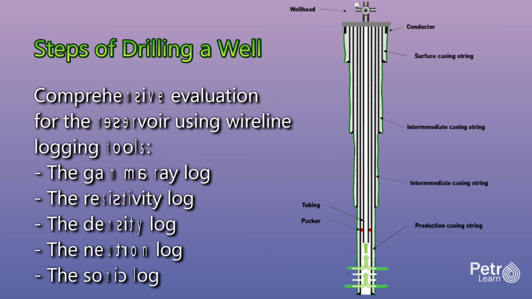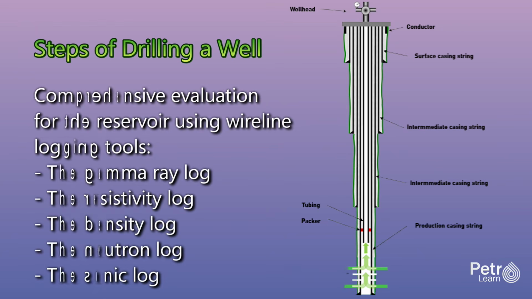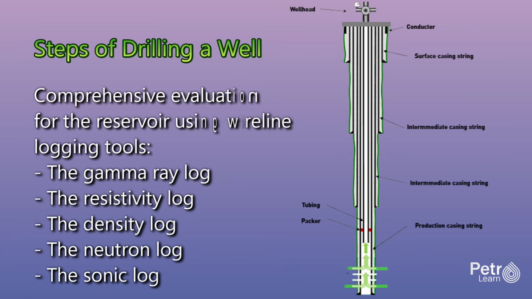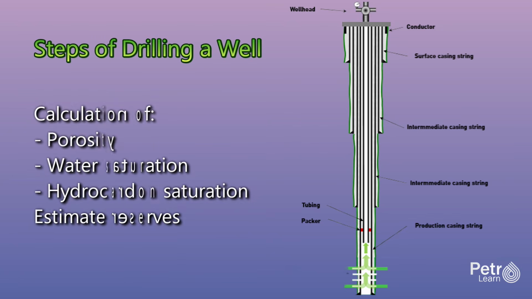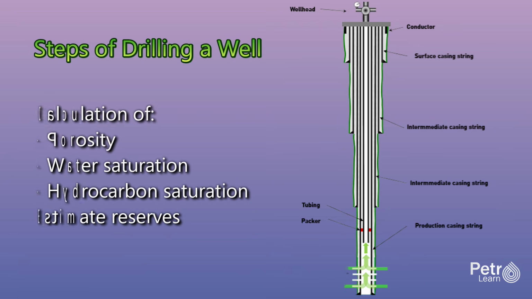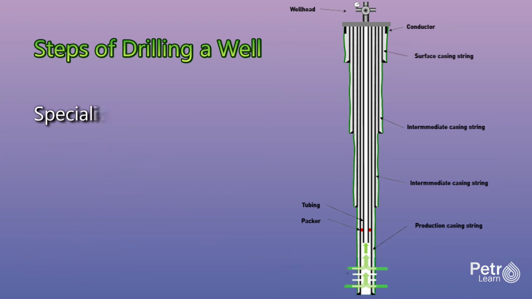The sonic log measures how long it takes for sound waves to travel through the formation. Travel time is related to porosity and rock type. By combining these measurements, petrophysicists can calculate formation properties, including porosity, water saturation, and hydrocarbon saturation. The key equation is the Archie equation, which relates resistivity to porosity and water saturation. If porosity is 20% and water saturation is 30%, then hydrocarbon saturation is 70%. Multiplying hydrocarbon saturation by porosity and by formation thickness gives hydrocarbon pore volume per unit area. This is used to estimate reserves.